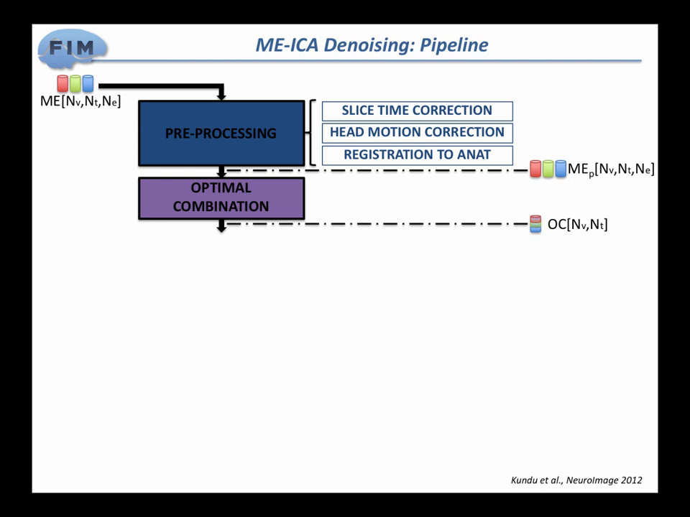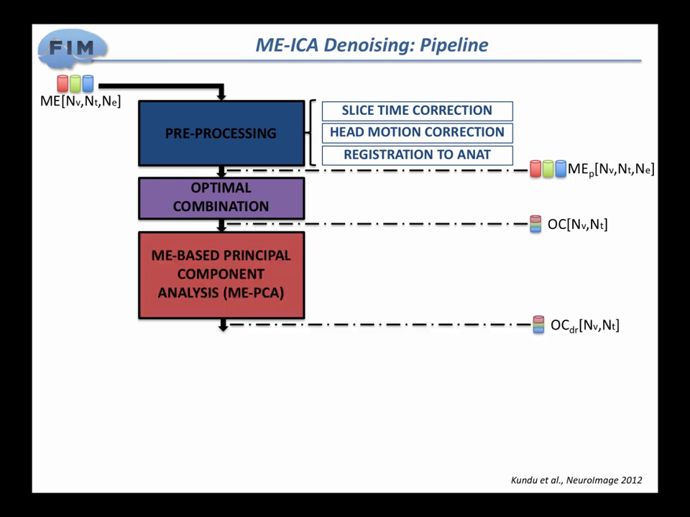And you can do it either with RETROICOR or RVT, so you have external measures of physiology, or you can do something like CompCor to try to get those out of the signal in your ventricles. Then we're going to do optimal combination, so then we can run the ICA on it. That's the way the algorithm works right now, but nothing would preclude us from doing the ICA concatenating all the echoes in a single matrix, and that's one of the many things that we've been looking at.